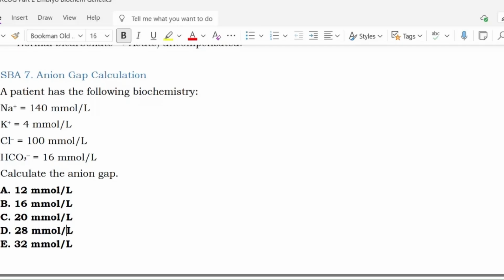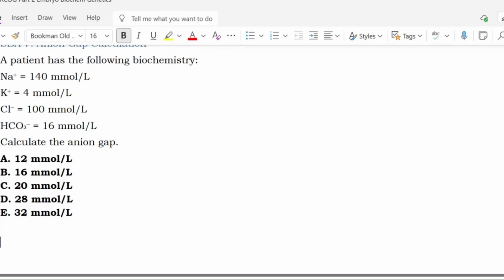Sir, we'll add the sodium and potassium and subtract the chloride and HCO3. So 140 plus 4, that is 144, and minus 100 plus 16, that is 116. Okay, 144 minus 116. So it will be, I think, 28. It will be 28. Okay.